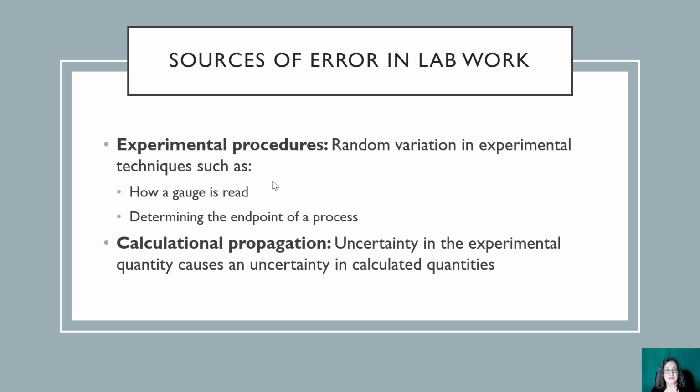So the experimental procedure is one place where we can look to see if there's a way to minimize this. So how a gauge is read, determining the endpoint of a process. Some people really struggle with those titrations, right? Recognizing whether it's the endpoint or not. Calculational propagation: I have this quantity I measured and this quantity I measured, and now I'm going to do math with those two. What is the error in that answer? So we're really looking more on just those single variables today in this lesson.